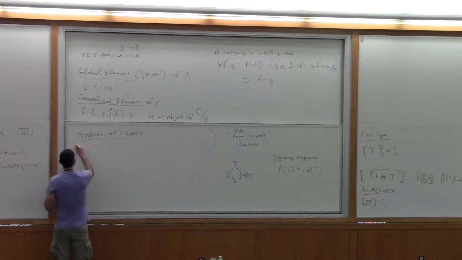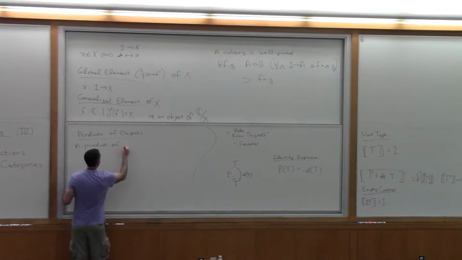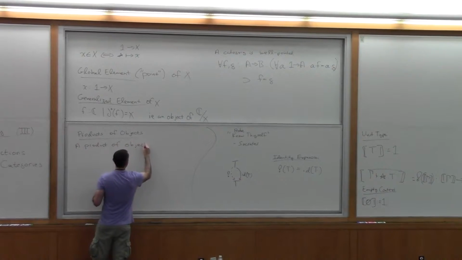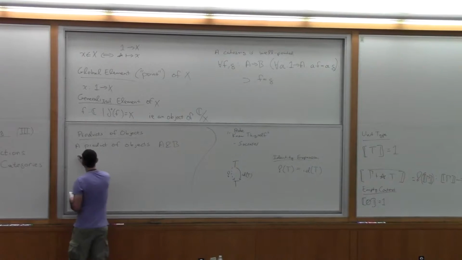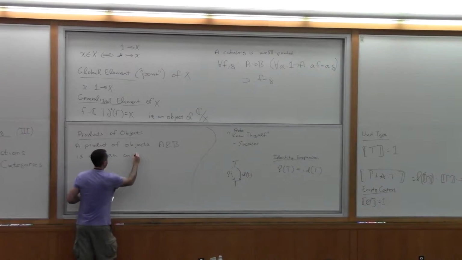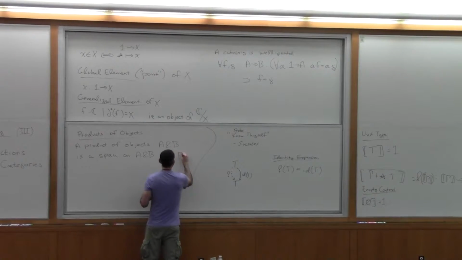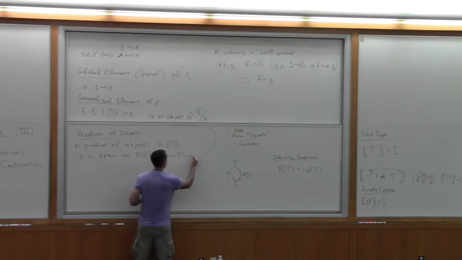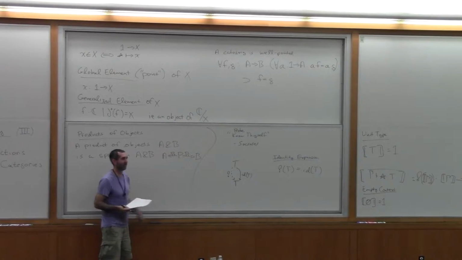Okay? So a product of objects A and B, say, is a span on A and B. And of course, I have to tell you what that is. So that is an object and two arrows coming out of it, one going to A and the other going to B. I'll call these little p0 and little p1. Okay, so that's a span. You can think of it as like a little bridge or something.